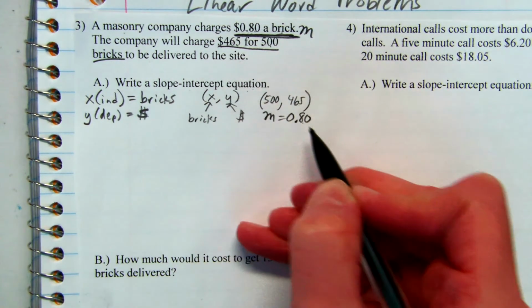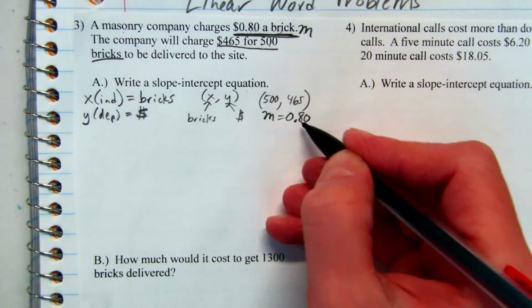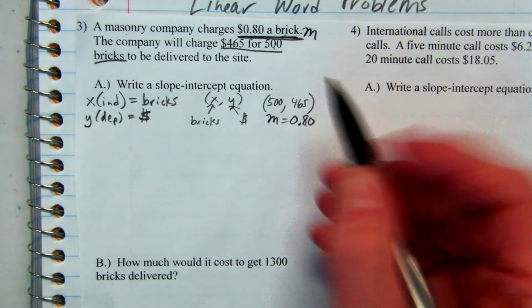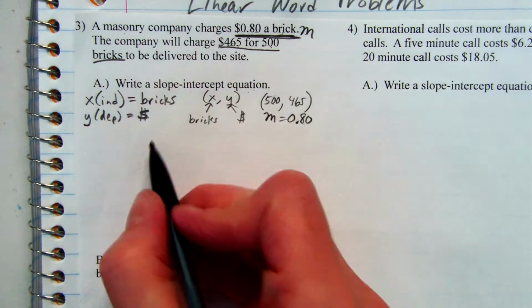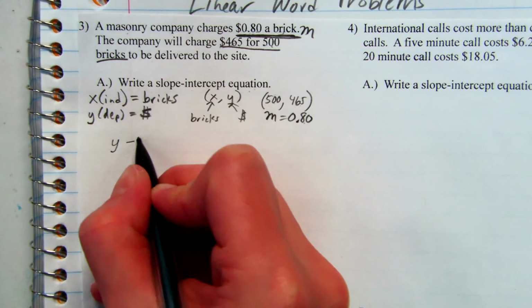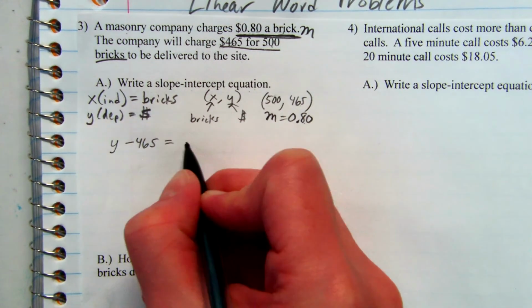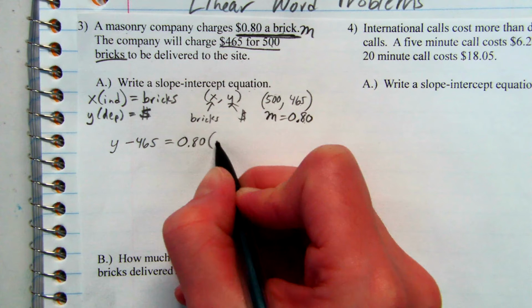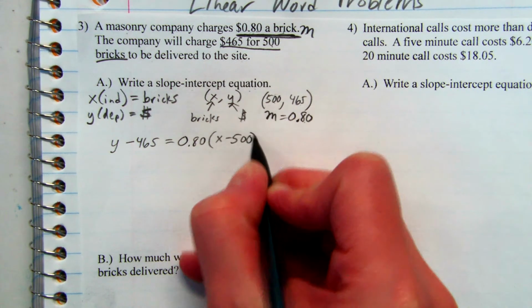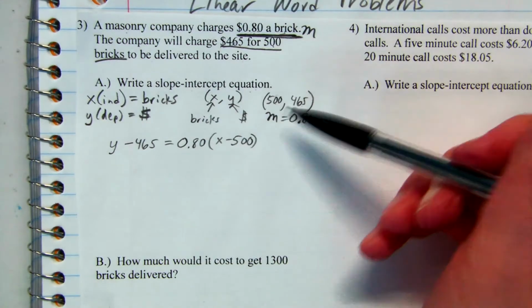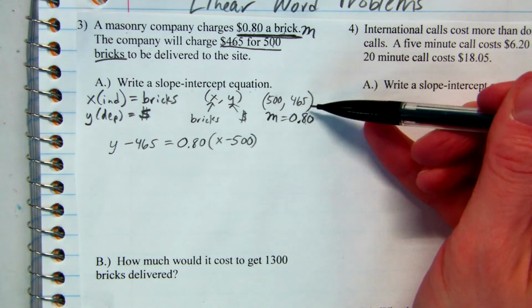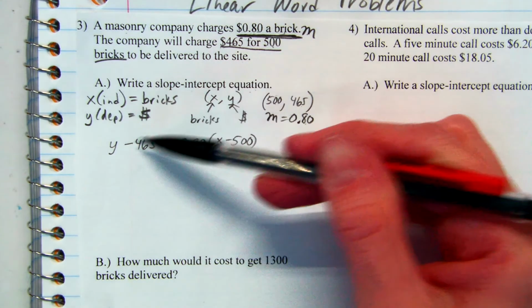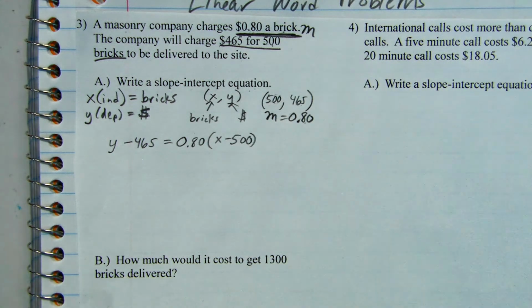I know that the slope is 80 cents. It's 80 cents a brick. And we can take this and just put it into our point slope form. So I'm going to have y minus 465 equals 0.80 times x minus 500. And really the hard part's deciding what everything is. Once I figured out this is the slope and how to make a point, then I can just put it into the point slope equation and sort of go into autopilot because I know how to solve these.